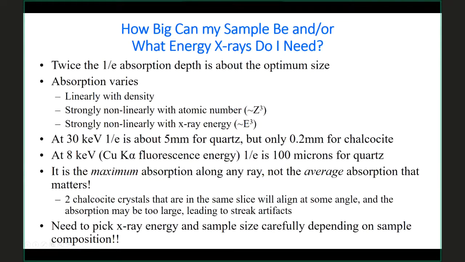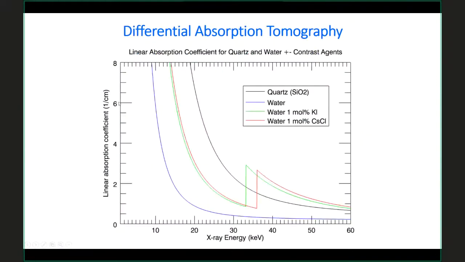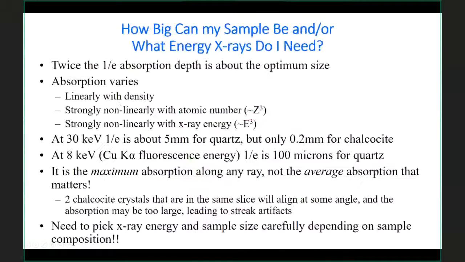So twice the 1 over E absorption depth is about the optimum amount of absorption, somewhere between 1 over E and 1 over 2E. And absorption varies linearly with the density of your sample, strongly non-linearly with atomic number, something like Z cubed, and strongly non-linearly with X-ray energy, something like E cubed. So at 30 keV, 1 over E is about 5 millimeters for quartz, but only 0.2 millimeters for chalcocite.